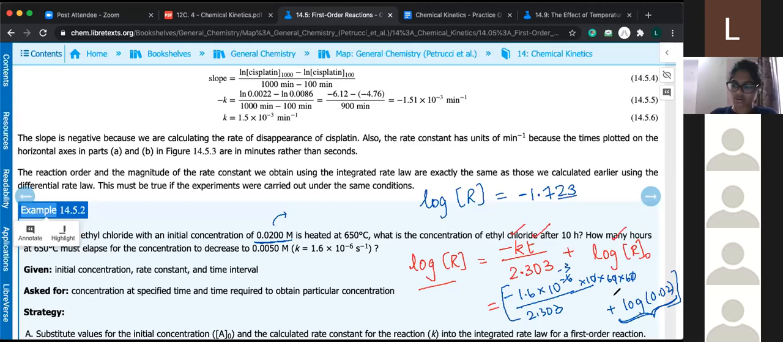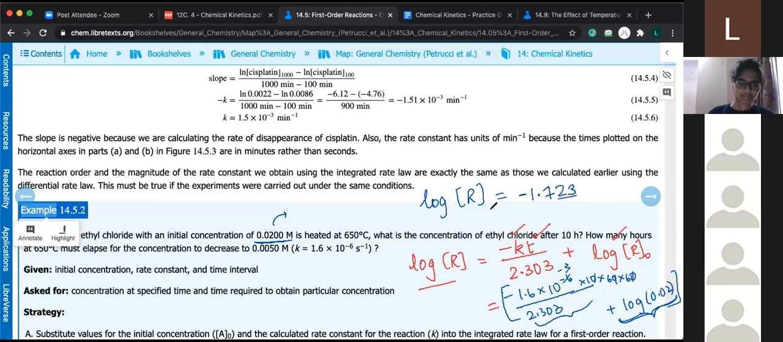No, I got log of 0.02 as minus 1.698. Minus 1.698, no. Then yes, after doing this calculation overall. Oh, I did something wrong, because the value I sent you is the value of log r. Okay, log r came out as minus 1.72.